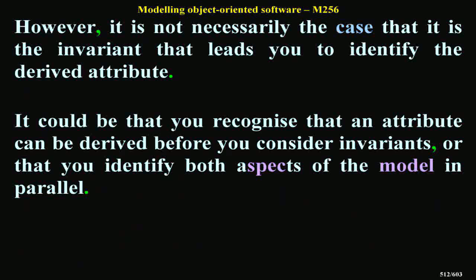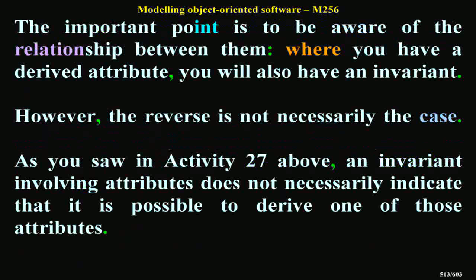It could be that you recognize that an attribute can be derived before you consider invariance, or that you identify both aspects of the model in parallel. The important point is to be aware of the relationship between them. Where you have a derived attribute, you will also have an invariant. However, the reverse is not necessarily the case. As you saw in Activity 27 above, an invariant involving attributes does not necessarily indicate that it is possible to derive one of those attributes.